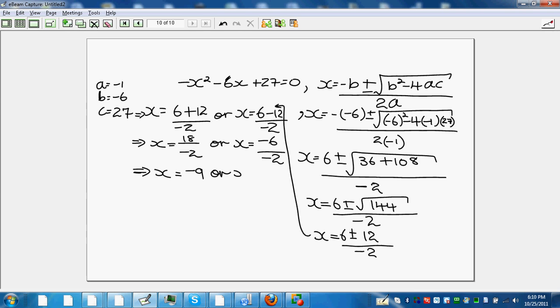And if we recall our first solution, we got by the method of factors x equal to minus 9 or x equal to 3. So it means that the two methods agree. And this is also an acceptable method.